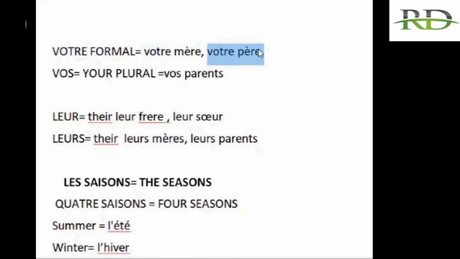Now, when we are going to combine them, it becomes vos parents. Why? Because parents are plural. Now I'm not going to use votre because that's for singular. Here I'm going to use vos parents, your parents, aapke waldain.